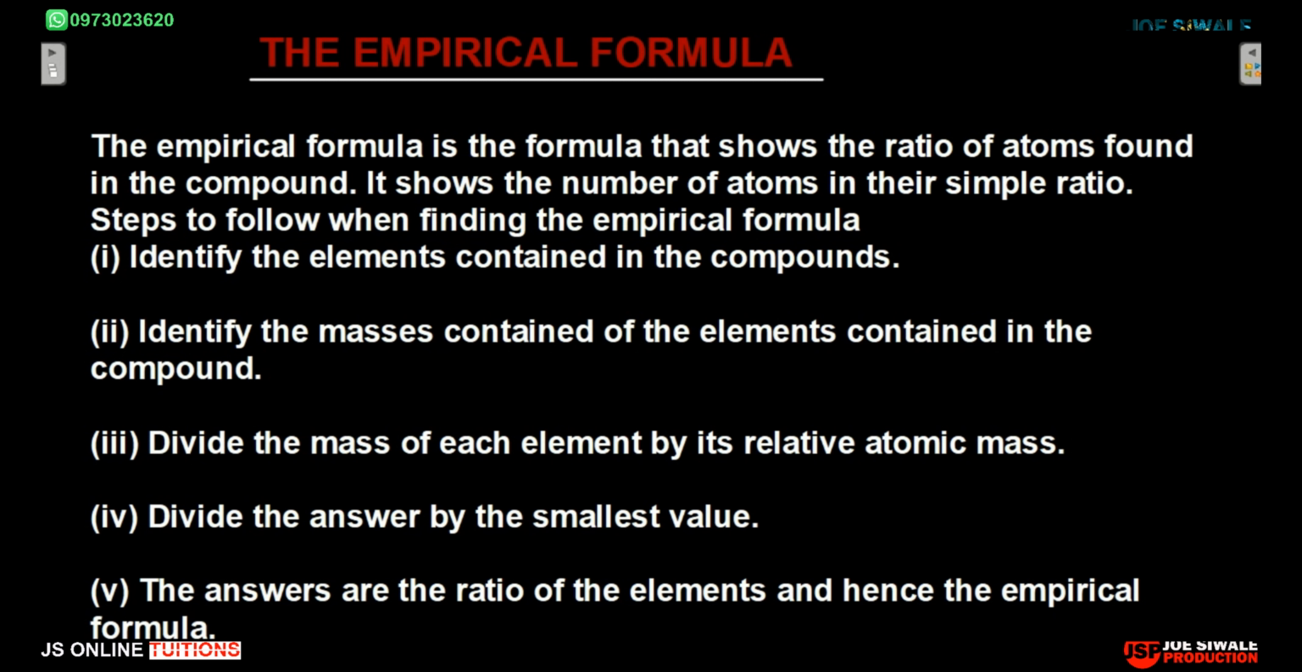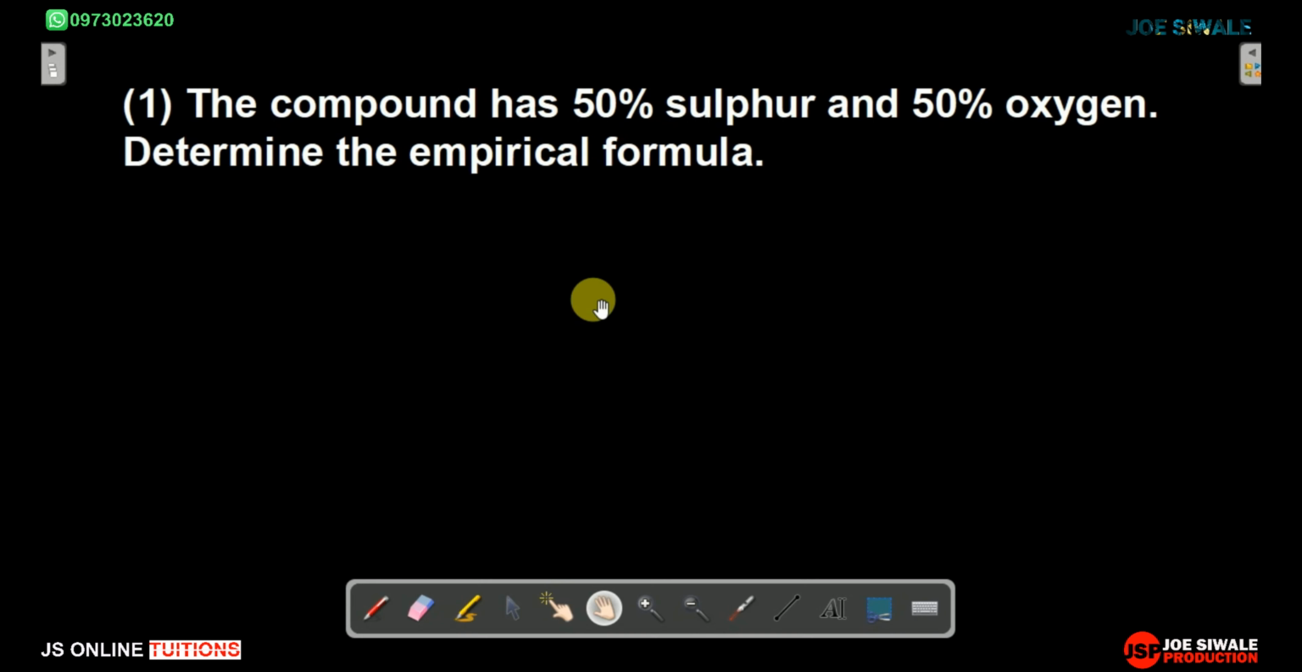Then step number 4 reads, divide the answers by the smallest value. So the answers that we find, we're going to divide them by the smallest value. Then the last step reads, the answers are the ratio of elements and hence the empirical formula. So let us find the empirical formula of the first question. It reads, the compound has 50% sulfur and 50% oxygen. Determine the empirical formula.